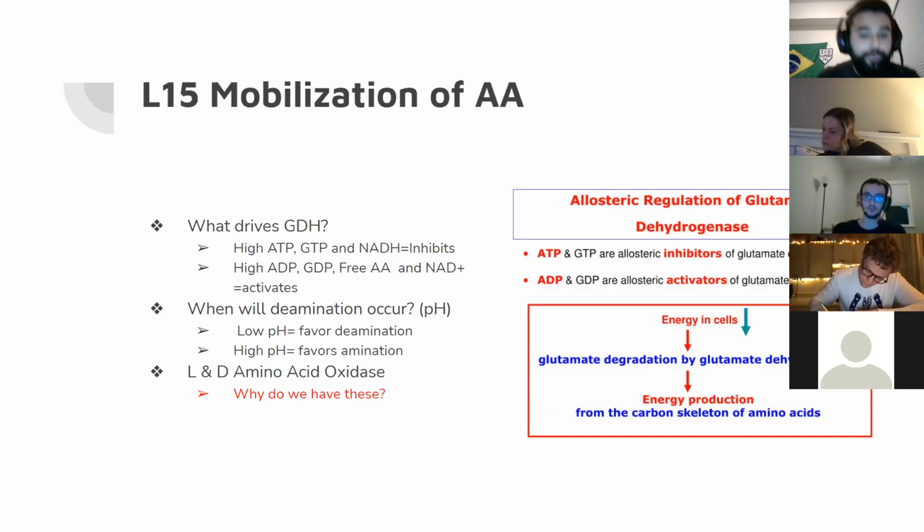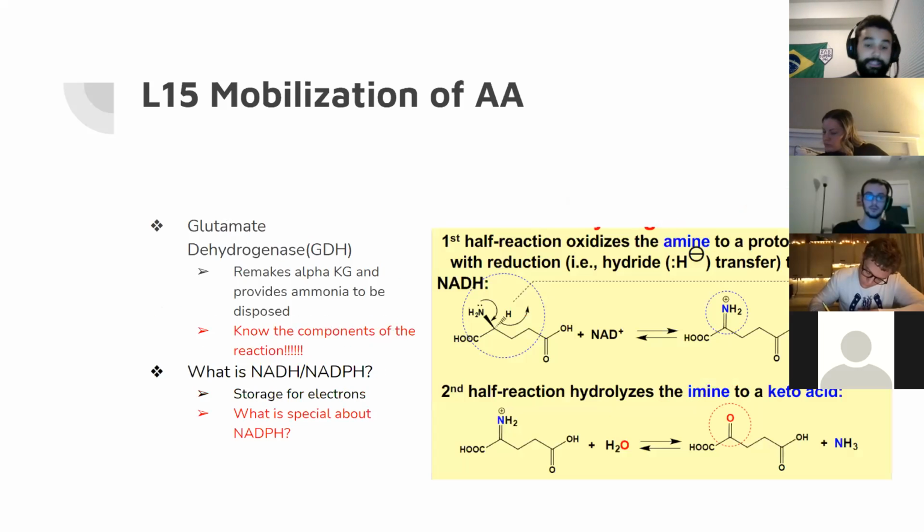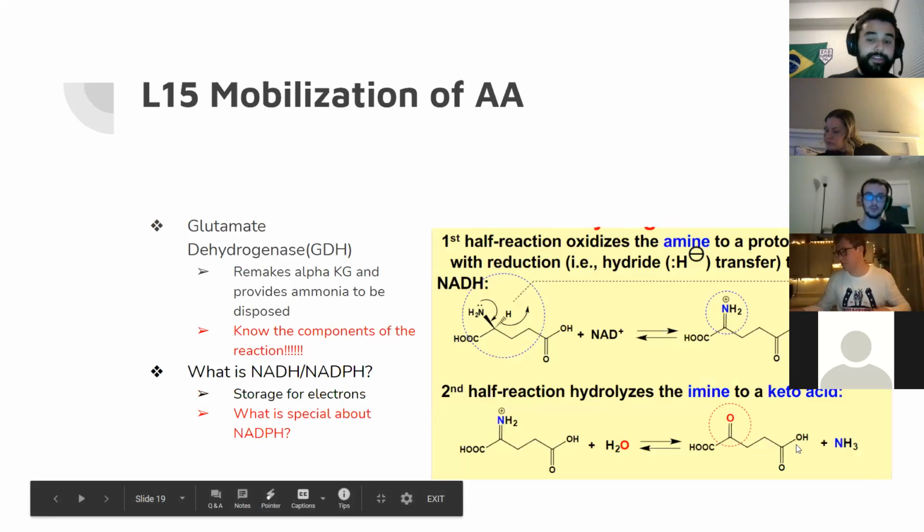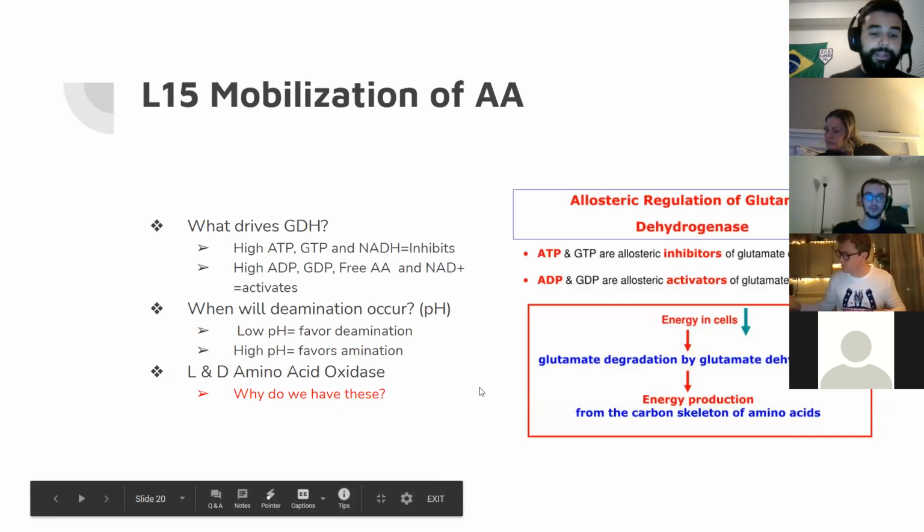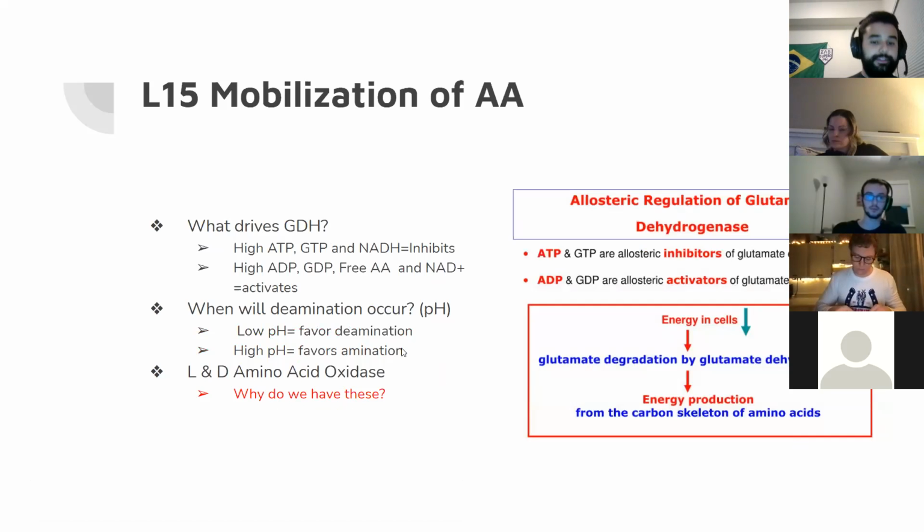And then when will deamination occur? Deamination is when we completely remove an amine group, right? So in this case, this is a deamination because we're not transferring. Deamination is usually favored at low pHs, and high pH actually favors amination, so when we put that amine group back in, okay? I don't know exactly why, but this is the information we got, right? I don't know how detailed he's going to be with this.